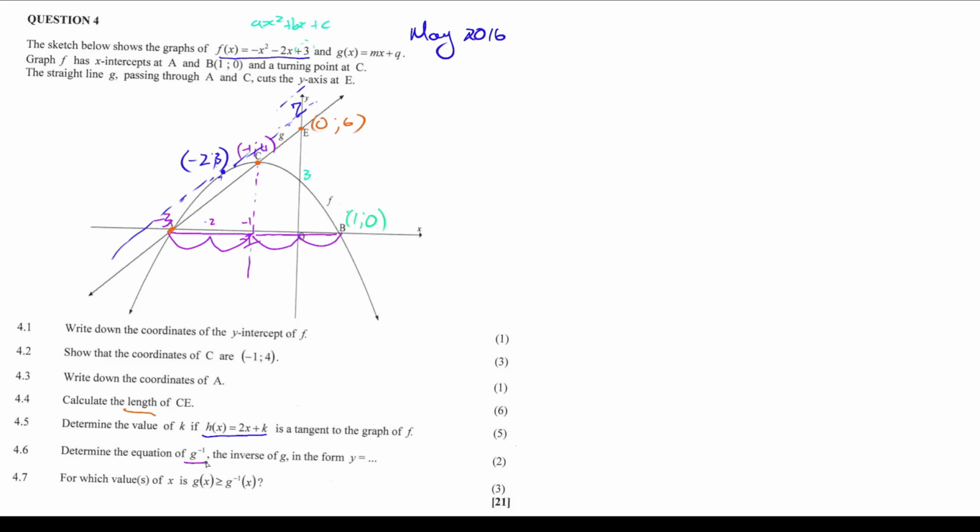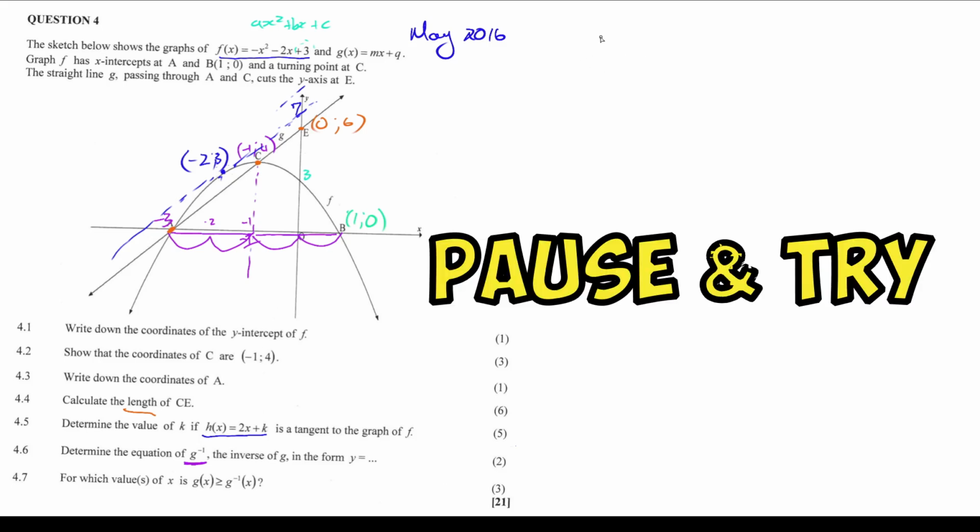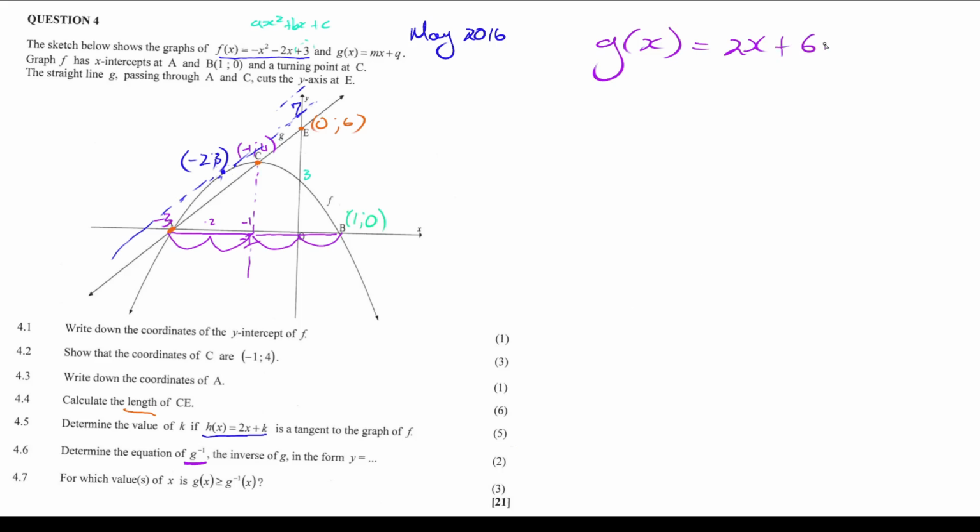Determine the equation of the inverse of g of x in the form whatever. Okay, so we had g of x equals 2x plus 6. We found that earlier. We've already done that work. So we have y equals 2x plus 6. And to find the inverse, we just swap these two. We have x equals 2y plus 6. Now we solve for y. So x minus 6 equals 2y. We divide by 2, divide by 2, divide by 2.